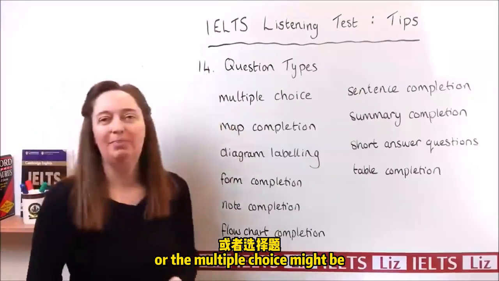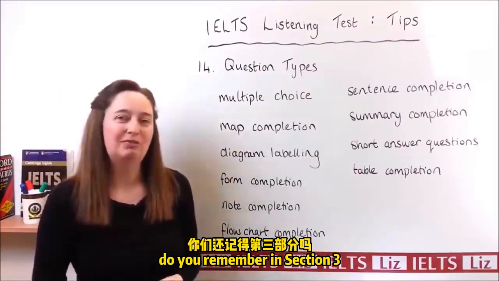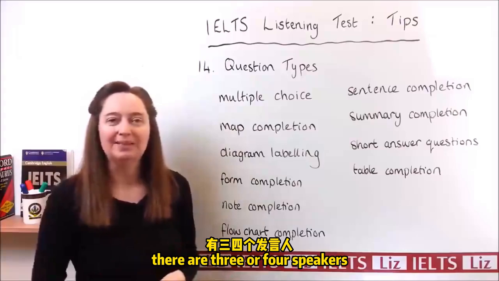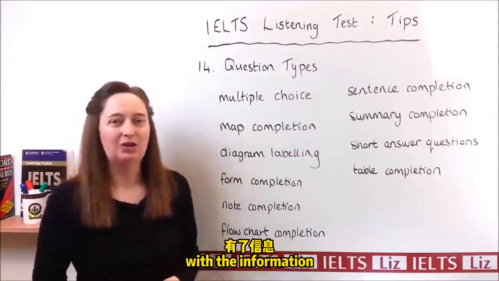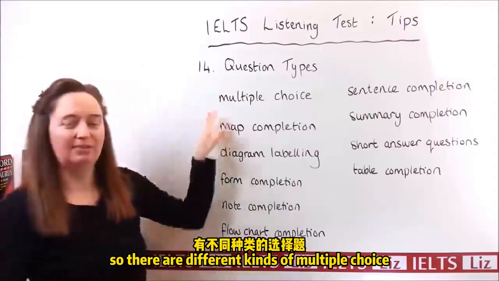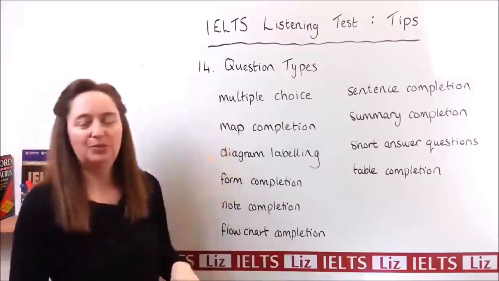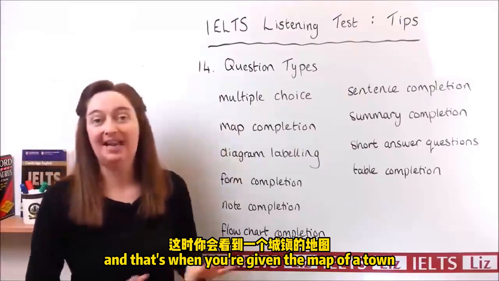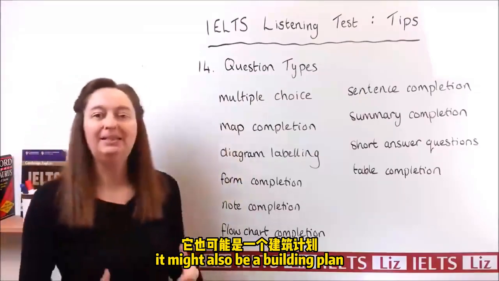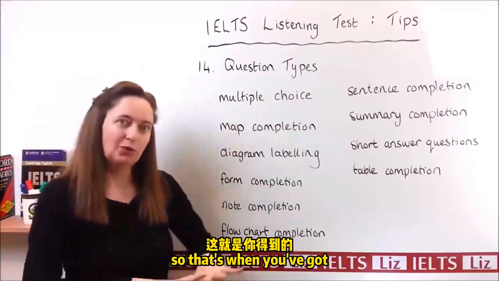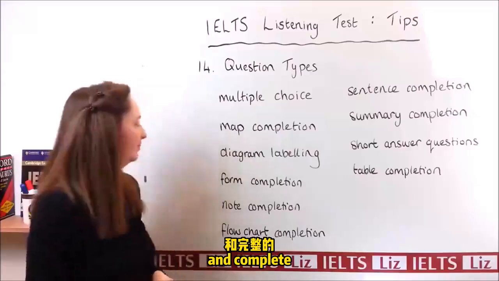Or the multiple choice might be a choice of people's names. Do you remember in section 3 there are 3 or 4 speakers, so you might have to match the name of the person with the information. So there are different kinds of multiple choice. There's also map completion, and that's when you're given the map of a town or some streets. It might also be a building plan. So that's when you've got all the rooms in a building that you have to label and complete.